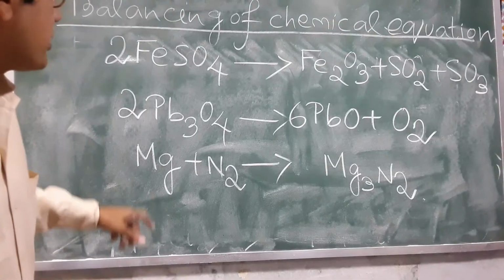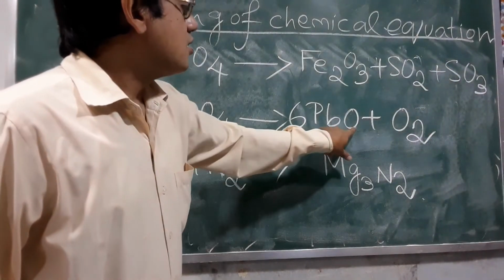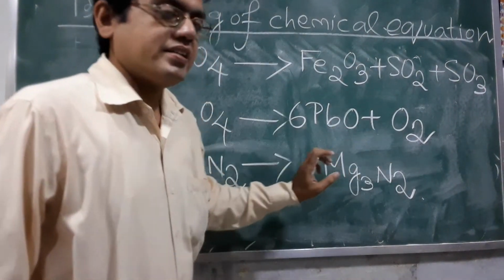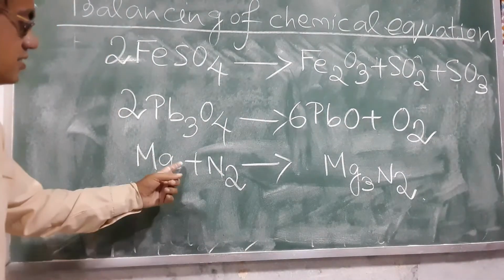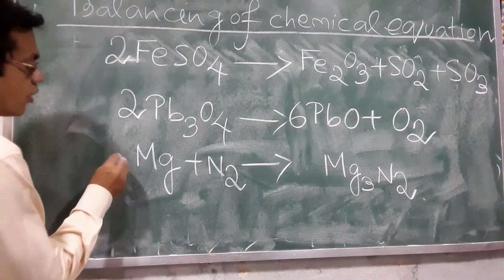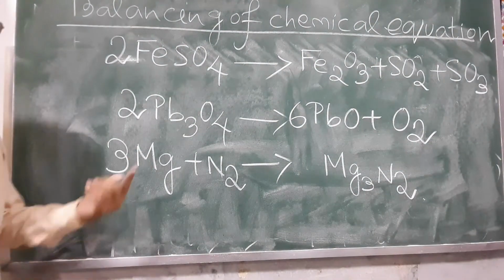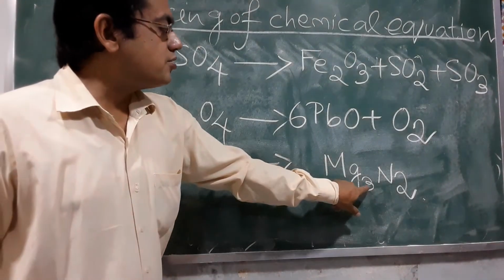Again start from the beginning. Lead 2 into 3, 6. Lead 6. Oxygen 6 and 2, 8. Oxygen 2 into 4, 8. Balanced. See this one. Magnesium 3. Magnesium 1. So see, balanced. Magnesium 3, nitrogen 2. Magnesium 3, nitrogen 2.